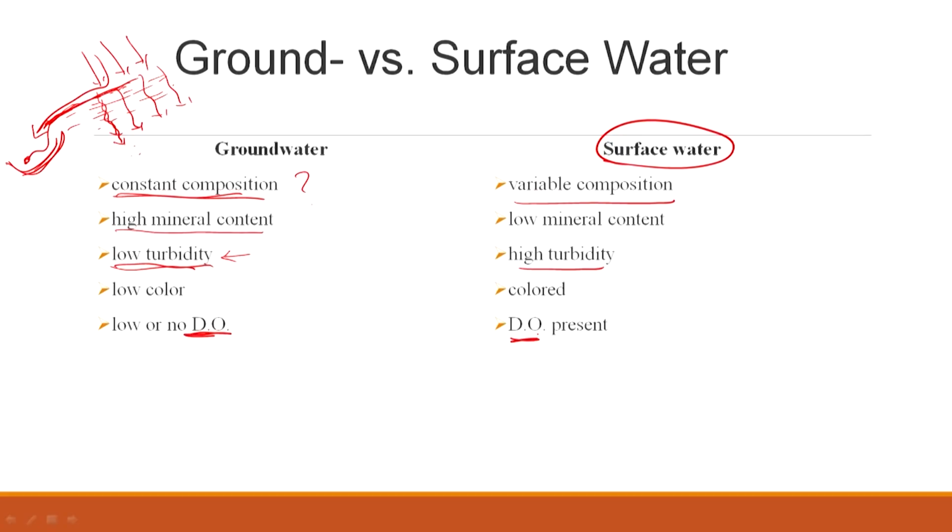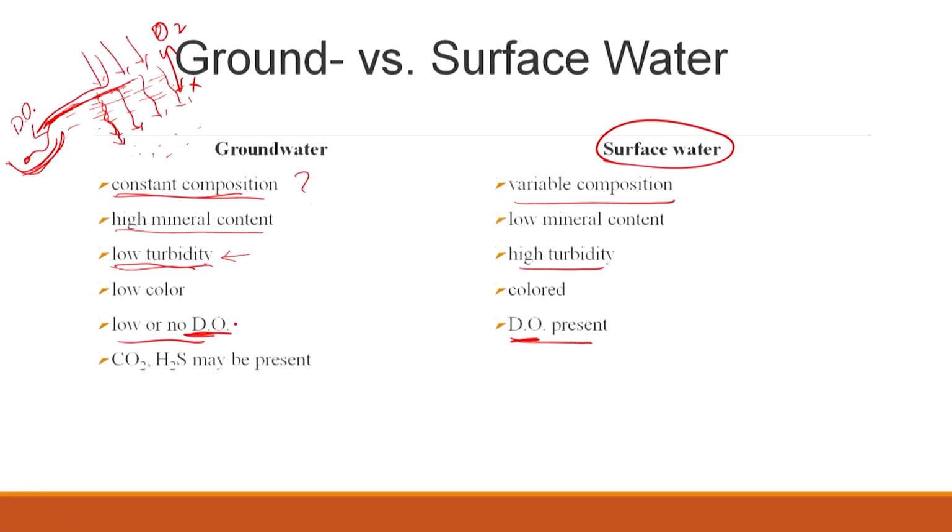DO is dissolved oxygen, which is remarkably critical. The groundwater beneath the surface does not have access to atmospheric oxygen, so there can't be any phase change. That is why groundwater has low or no dissolved oxygen, but there will certainly be a non-insignificant amount of dissolved oxygen in the surface waters, and we will see why.